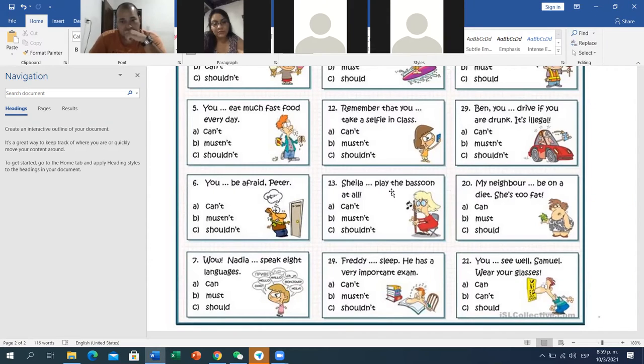Freddy can sleep, he has a very important exam. Excellent, well, in that case, it would be shouldn't, no debería de. And the last one, Carlitos, la 21, por favor. Number 21. Vamos, vamos, vamos. Samuel, wear your glasses. Can? Can't. No puede ver. Okay. Samuel, wear your glasses. You can't see well. Samuel, wear your glasses. Ponete lo urgente, ¿verdad? Okay.